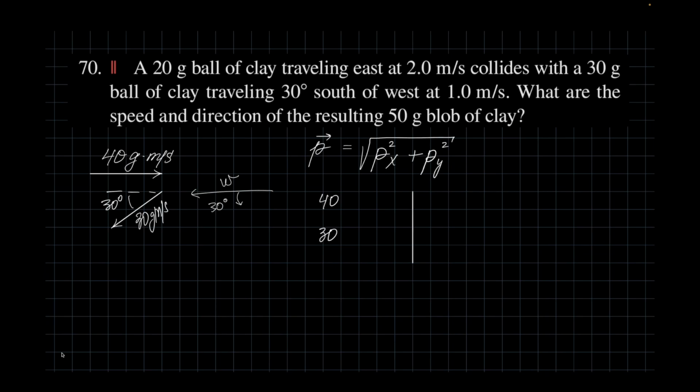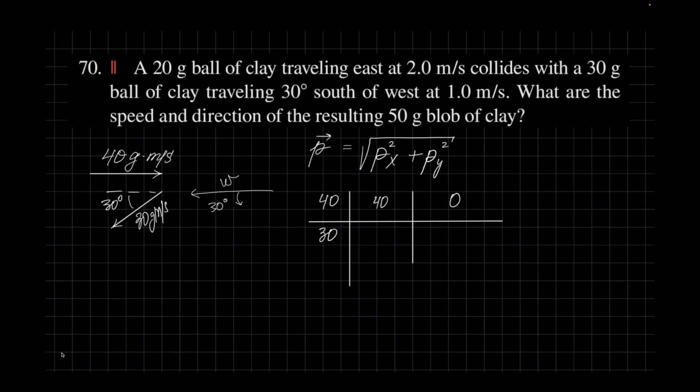For 40, it's east. So the only thing that it has is the x component, and it equals 40 gram meters per second. And then for y, it has 0. Now, as far as my 30 goes, it's 30 gram meters per second at 30 degrees south of west. South and west are both negative.